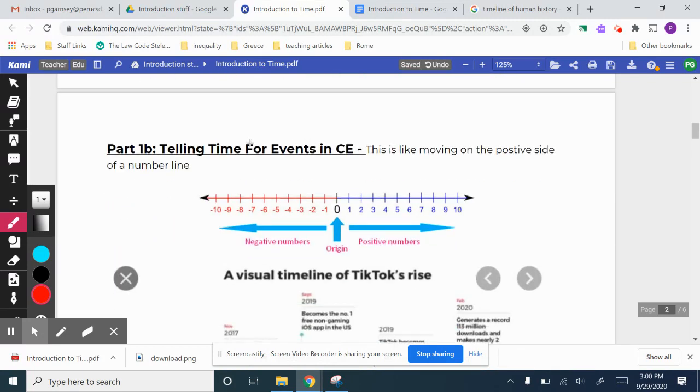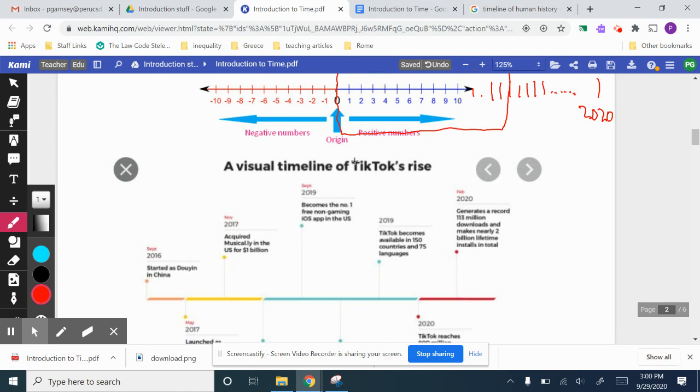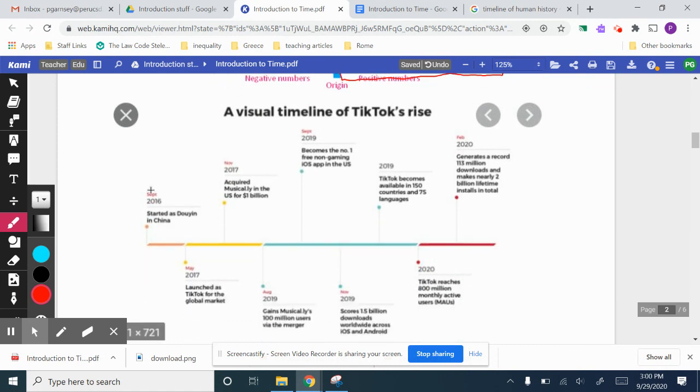The second skill we're going to go over is being able to tell time for events that both happened in CE. So we're just dealing with the positive side of a number line now. If we were going to make this into a timeline, we would have more numbers or dates all the way up until the year 2020. I'm going to use a timeline of TikTok's rise. TikTok started in 2016 in China.